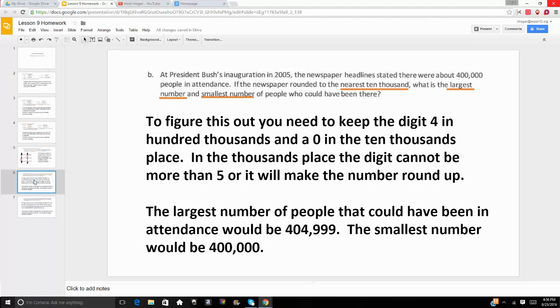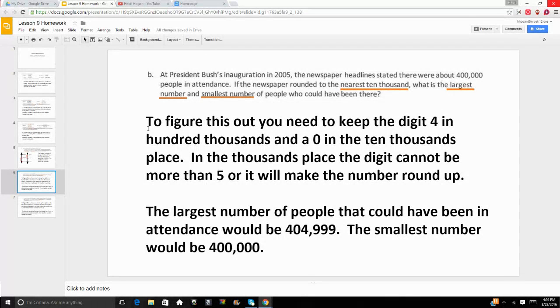Now, at President Bush's inauguration, which again was when he took the oath of office to become president in 2005, the newspaper headline stated that there were about 400,000 people in attendance. If the newspaper rounded to the nearest 10,000, what is the largest number and the smallest number of people who could have been there? Now that, to me, was a little trickier, because it looks like this is rounded to the nearest 100,000, but they're saying that it's rounded to the 10,000s place.